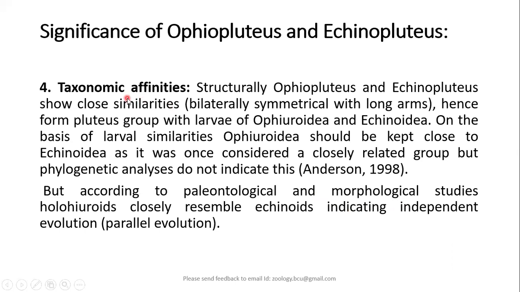Then coming to the next important significance, that is taxonomic affinity. Structurally, as we have seen, Ophiopluteus larva and Echinopluteus larva show close similarities, that is bilateral symmetry with elongated arms. Hence, both of them form the Pluteus group of larvae of class Ophiuroidea and Echinoidea. So on the basis of larval similarities, we assume that class Ophiuroidea is closely related to class Echinoidea, and we must keep these two classes close to each other.